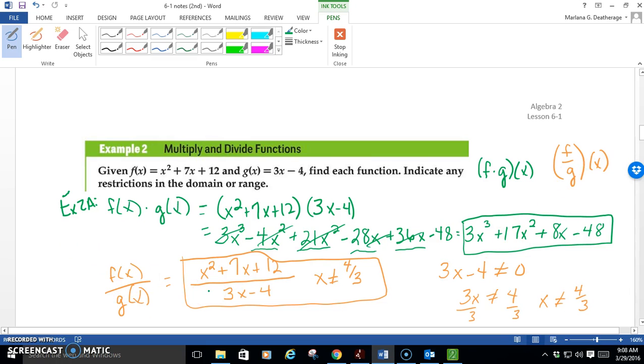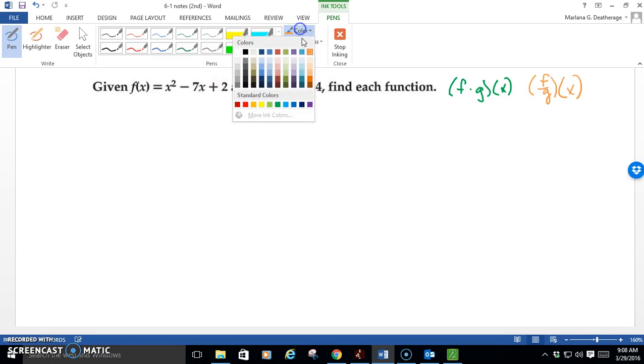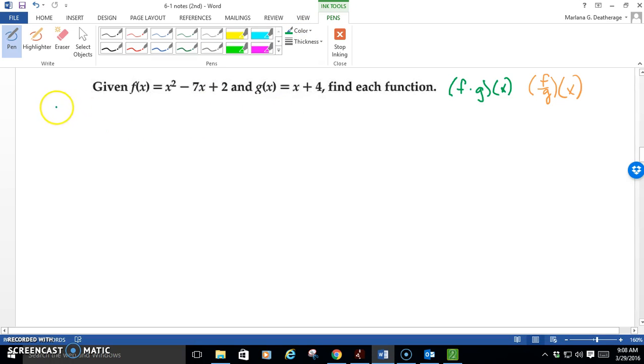We're going to be doing the same thing on 2b. So here's 2b right here. Again, I'm going to go ahead and write it over here. We're going to be doing f times g of x, and then f over g, or f divided by g of x. So this would be example 2b.